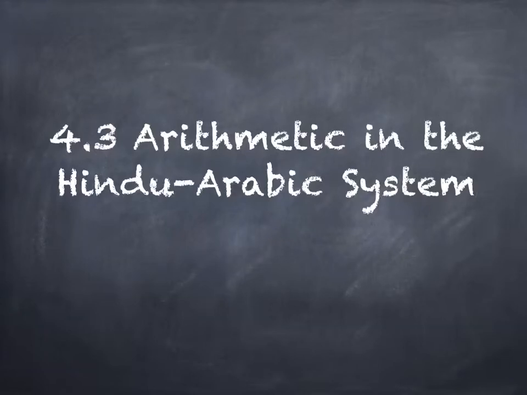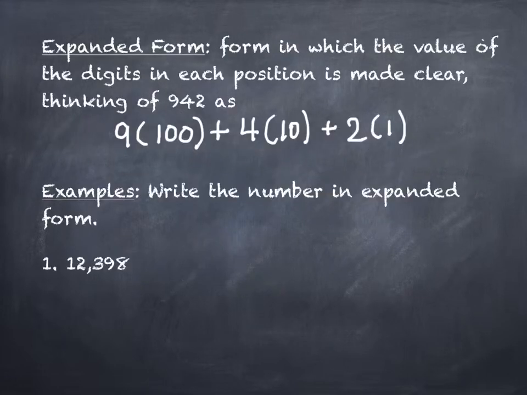Right, section 4.3, arithmetic in Hindu-Arabic. Hindu-Arabic, what's that? Our numbers. All right, good deal. So the first thing we're going to take a look at is expanded form. Expanded form is a form in which the value of the digits in each position is made clear, thinking of 942 as 9 times 100, 4 times 10, and 2 times 1. That should look familiar because we've been doing it with other base systems in the last section, right? We didn't stop there. We would simplify it from there. But that's what we were doing. We were writing theirs in expanded form.